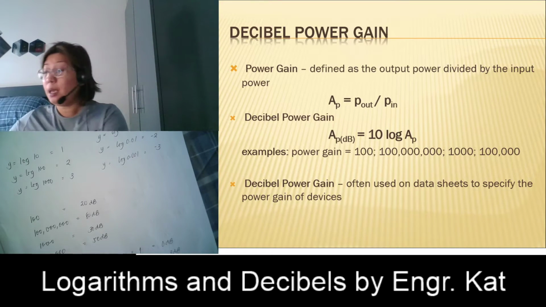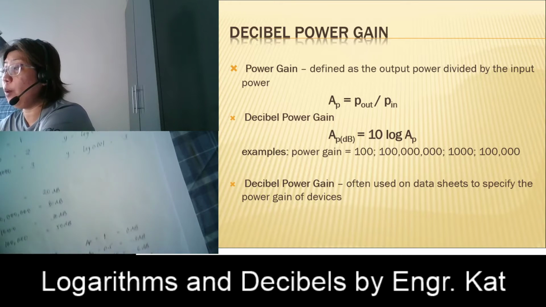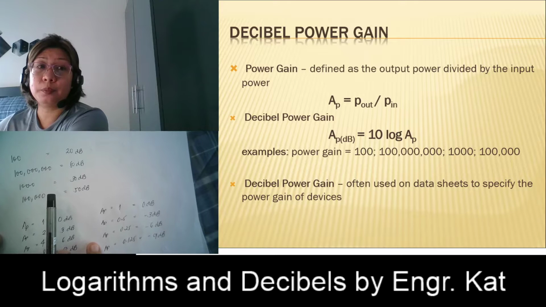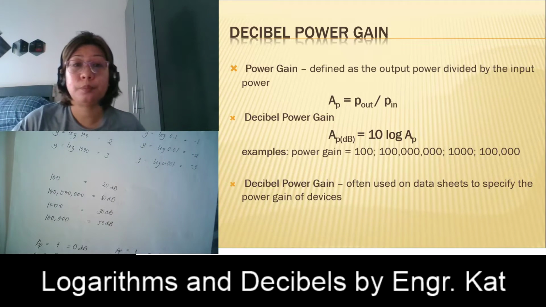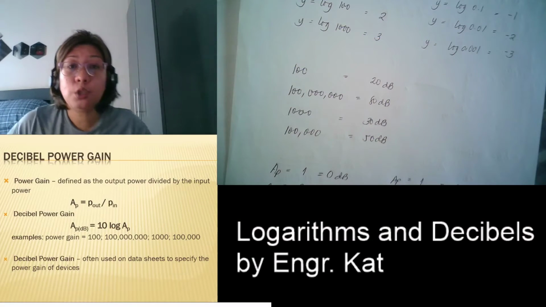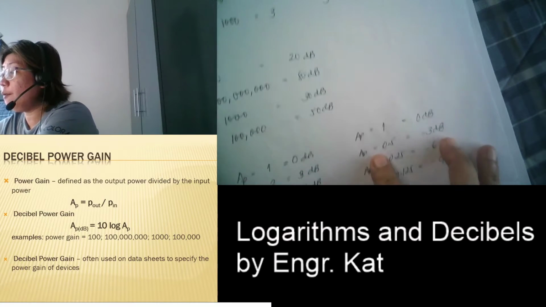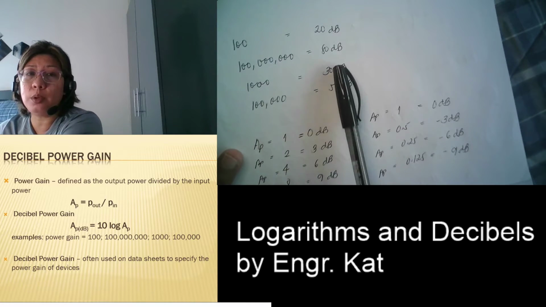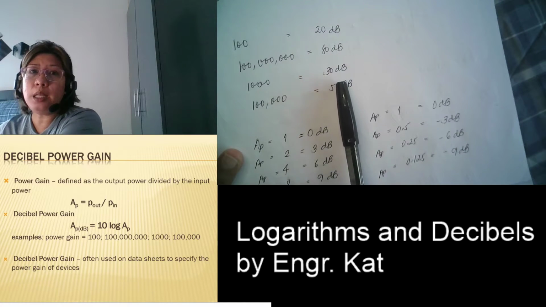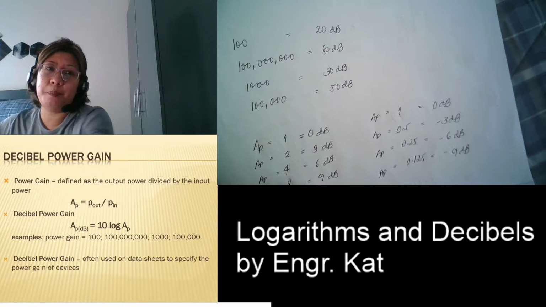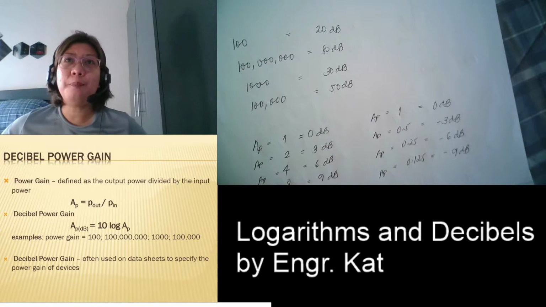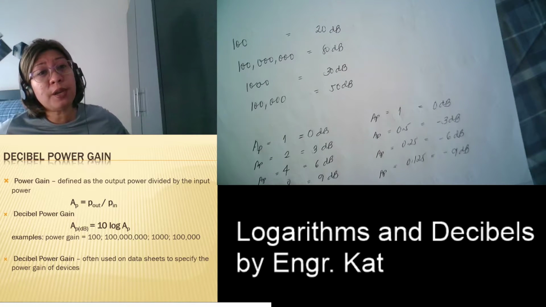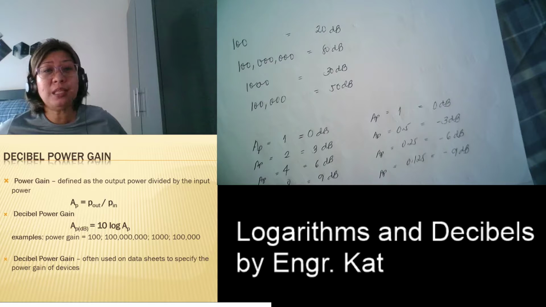As you can see, if our examples are 100, 100 million, 1,000, and 100,000, that will only give you 20 dB, 80 dB, 30 dB, and 50 dB. So we have eliminated the number of zeros. It is very hard and complicated to write many zeros.